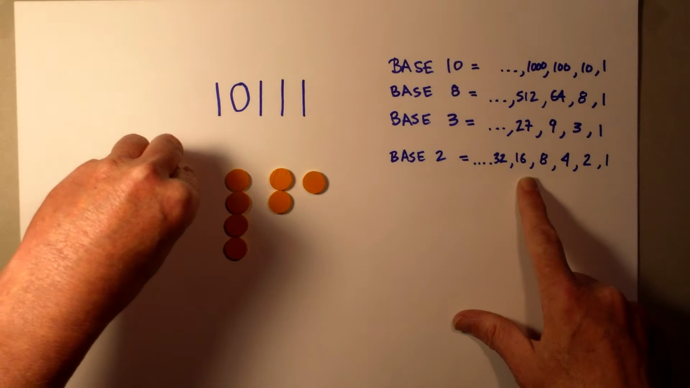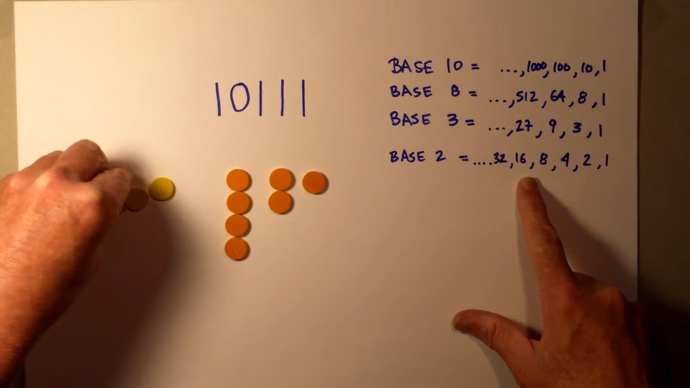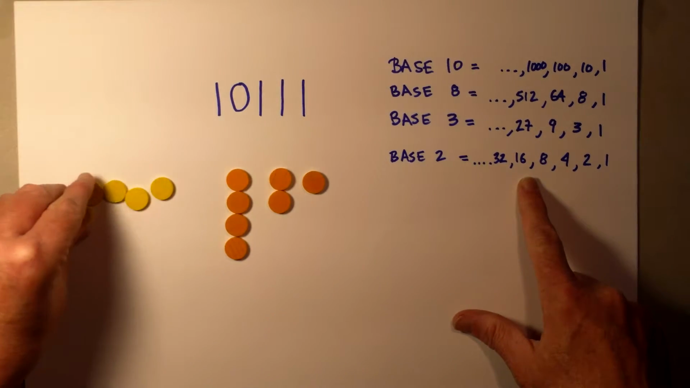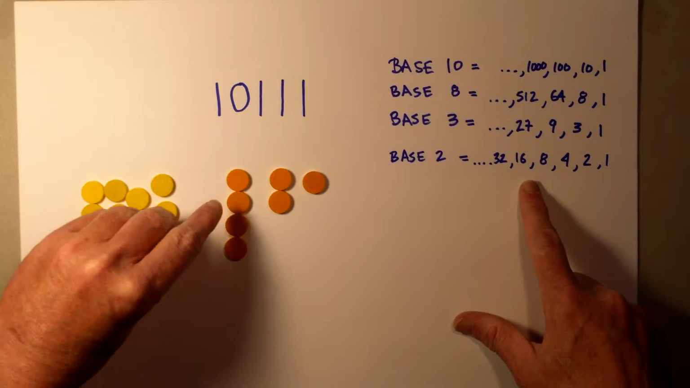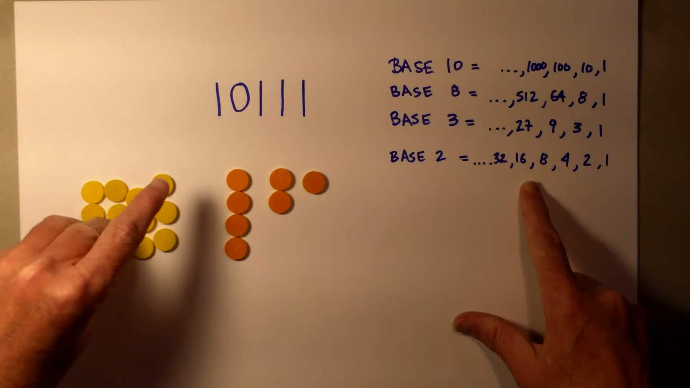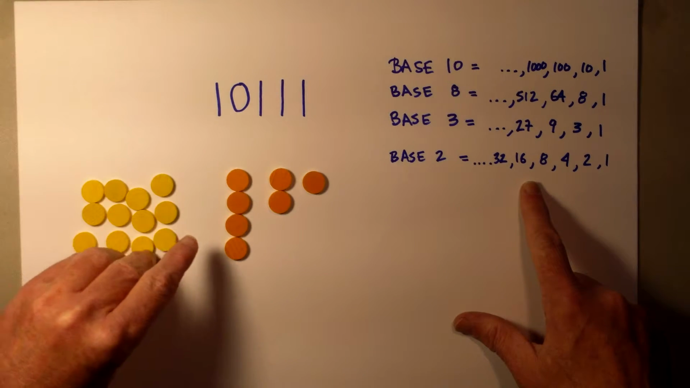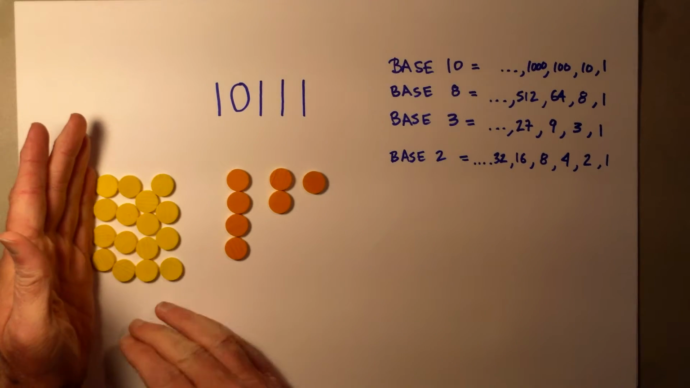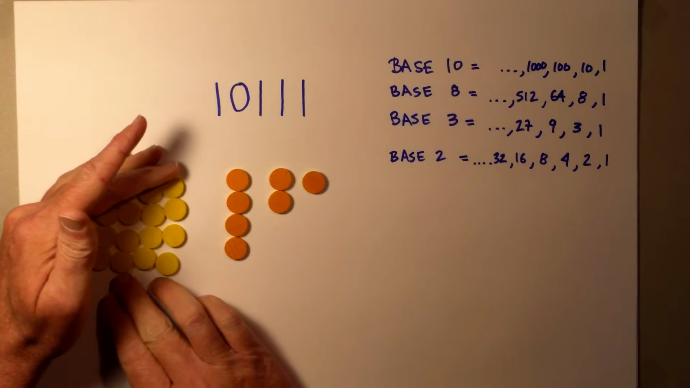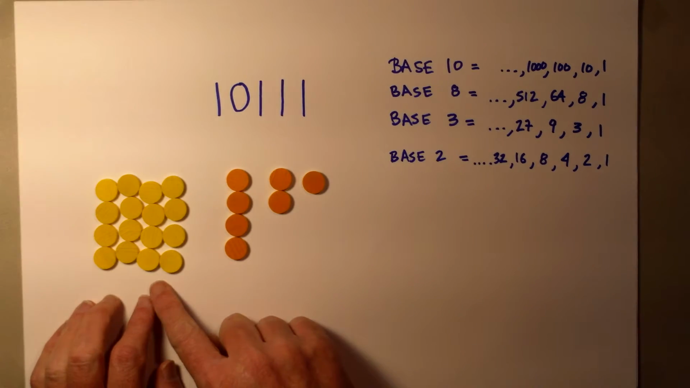I'm going to have to bring in the yellow ones. Let's do 4 here. Let's cinch that up just a bit there. Okay. There. So I have 16.